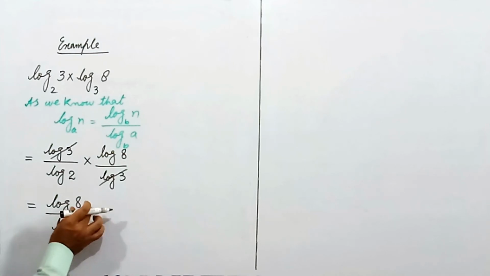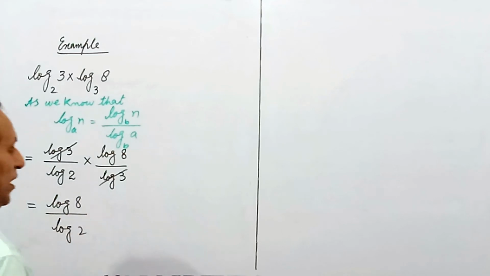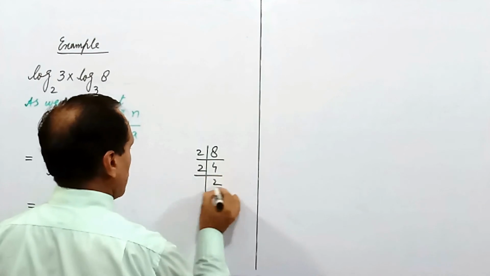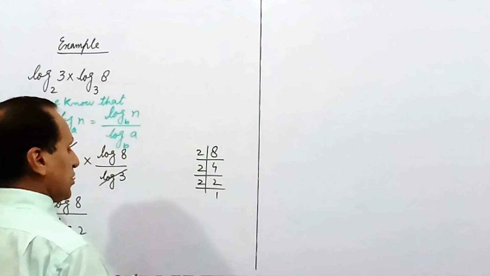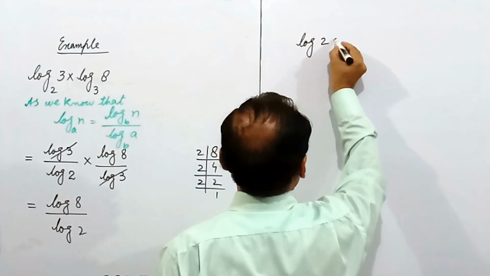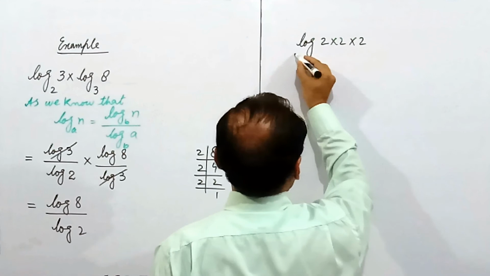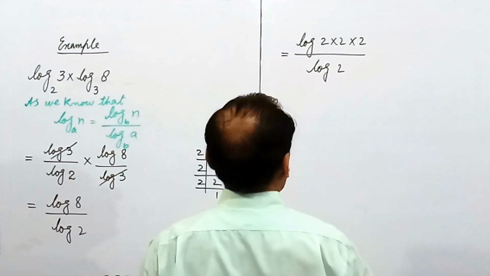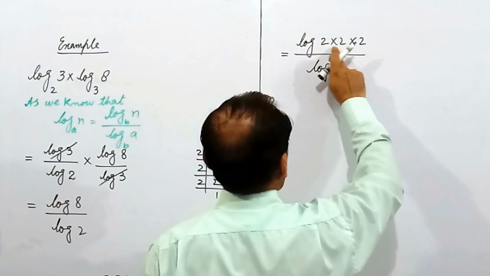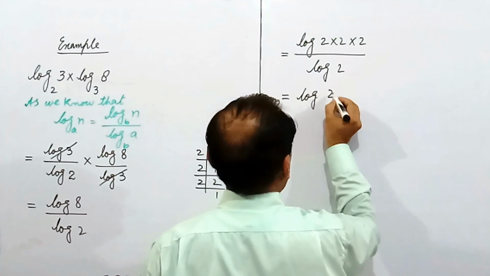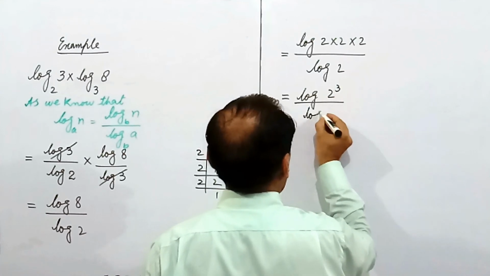8 is a composite number, and we can find its prime factors: 2 fours are 8, 2 twos are 4, and 2 ones are 2. So 2 three times is equal to 8. So we have log of 2 into 2 into 2 divided by log 2. In a product, if bases are the same the powers are added, so we can write log 2 raised to power 3 whole divided by log 2.